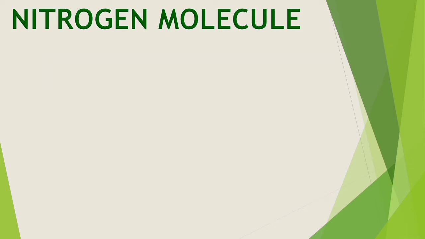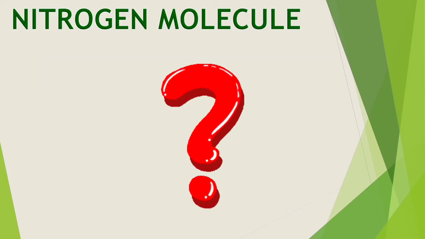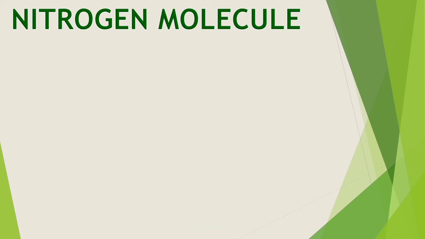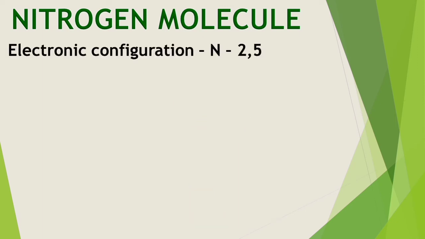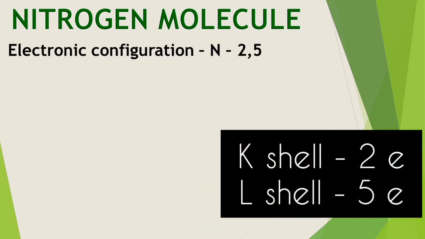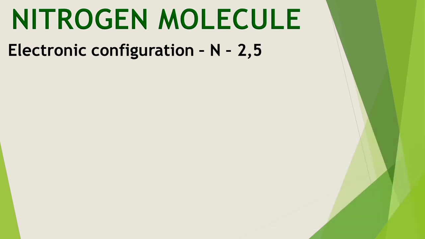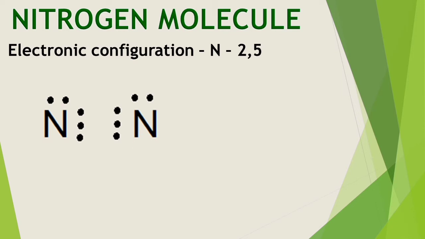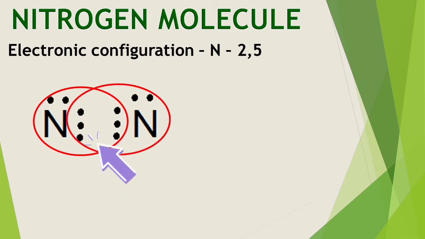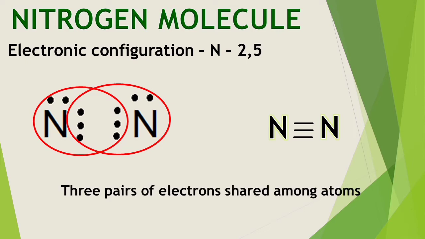What would happen in the case of a diatomic molecule of nitrogen? Nitrogen has atomic number 7 and hence its configuration is 2,5. So nitrogen requires 3 more electrons to complete the L shell. Hence, when a nitrogen molecule is formed, each nitrogen contributes 3 electrons, giving rise to 3 shared pairs of electrons. This is said to constitute a triple bond between the 2 atoms.